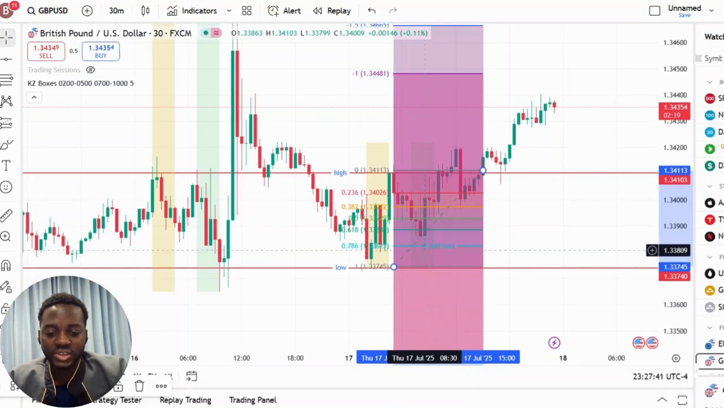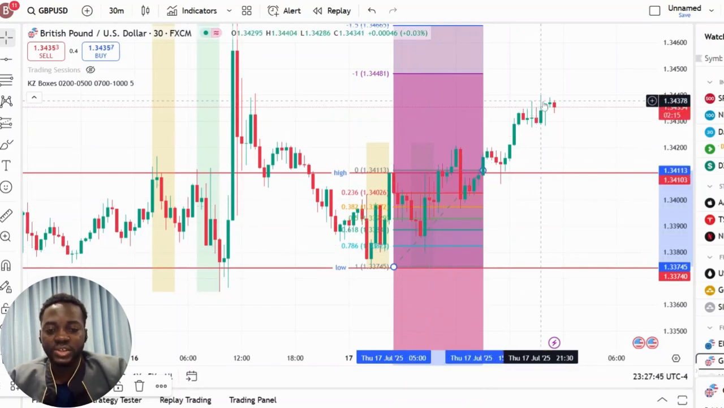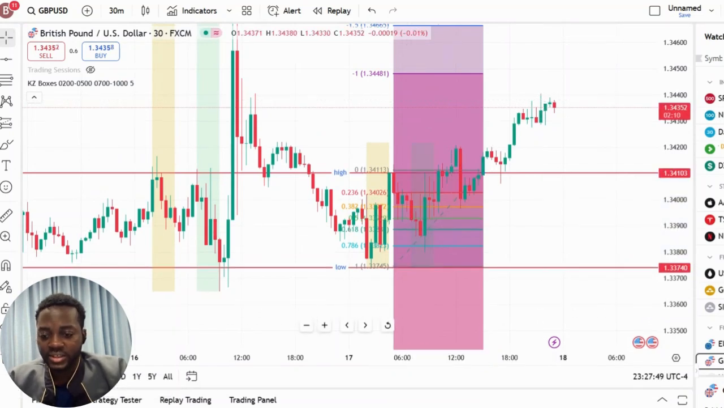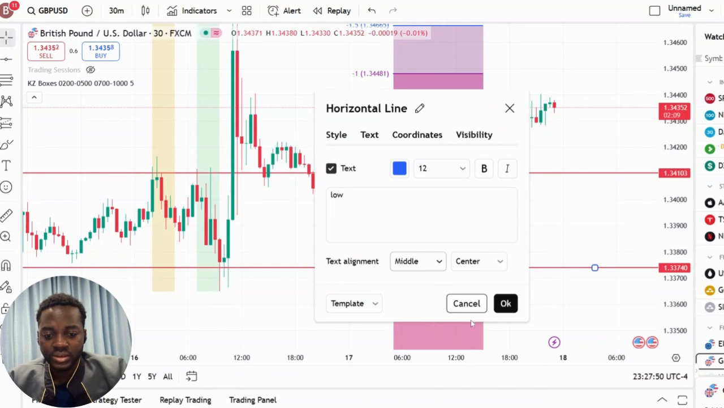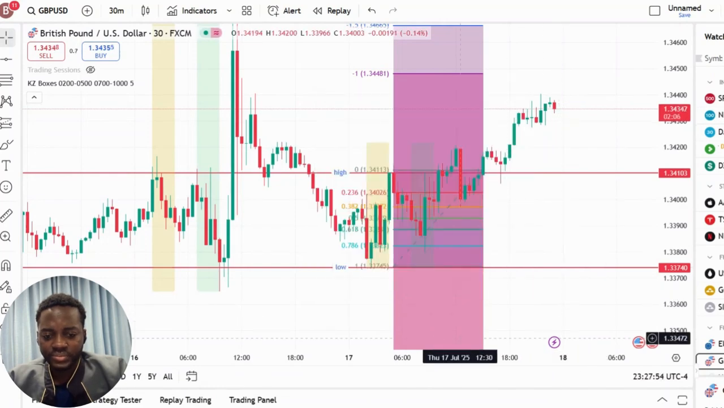So just imagine you placed your trade here. It's going to shoot up, see? And now it's shooting up. So this is how you can win in this market. Here is another example.